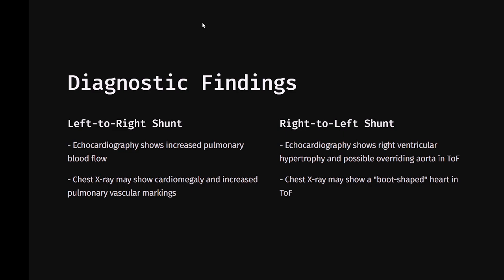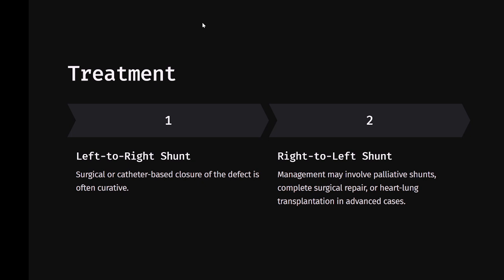Treatment: surgical or catheter-based closure of the defect is often curative. Management may involve palliative shunts, complete surgical repair, or heart-lung transplantation in advanced cases. Prognosis: good with timely intervention. Risk of developing Eisenmenger syndrome if untreated. Varies by specific condition. Generally more serious with potential for significant morbidity and mortality.